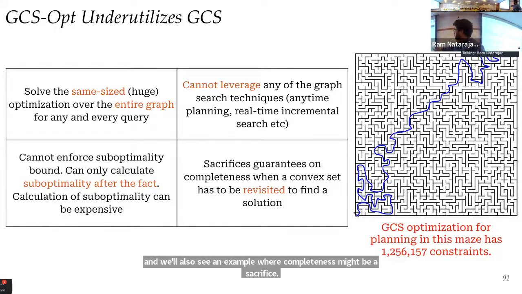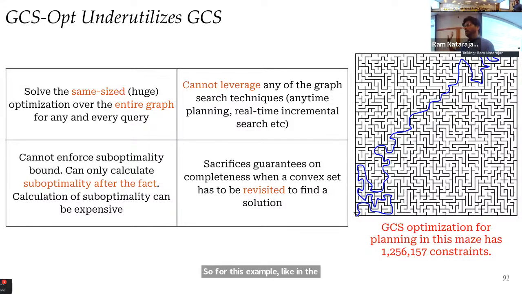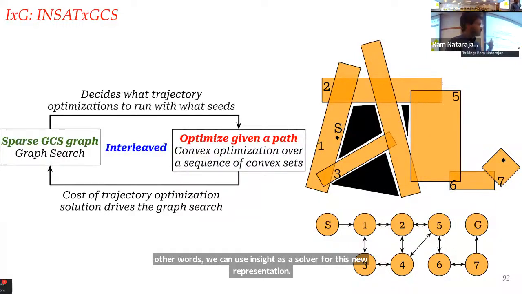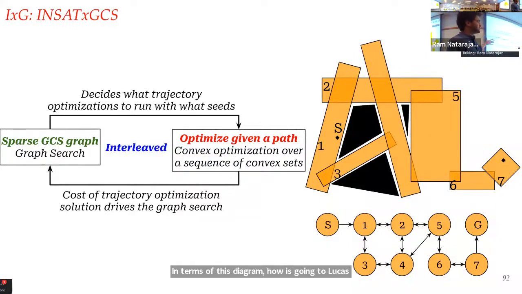For this example, in the maze, the GCS opt method solves a same sized optimization that has 1.25 million constraints for every query, even if start and goal are right next to each other. So what we are saying is that we can use an implicit search method to search this new representation. In other words, we can use INSAT as a solver for this new representation. In terms of this diagram, the low dimensional graph search is going to explore this sparse GCS graph, and the full dimensional optimization is going to optimize through the path that the search explores, the sequence of convex sets that the search explores. So this is how it's going to look.